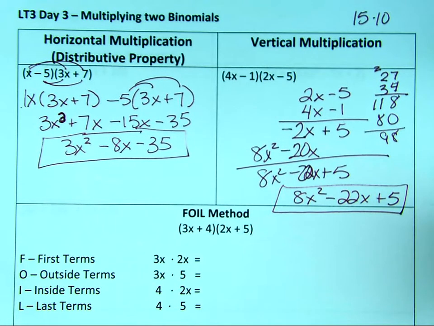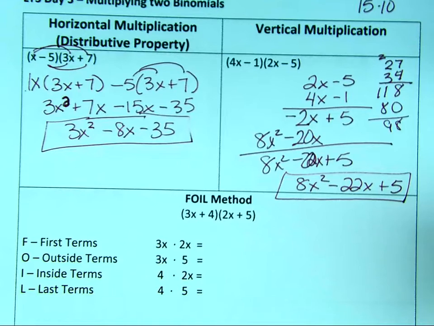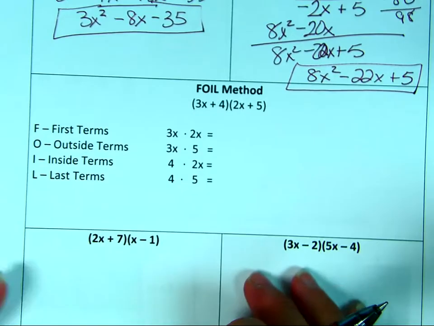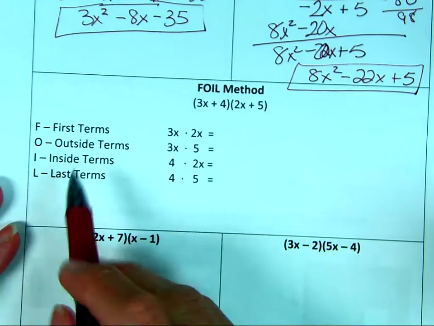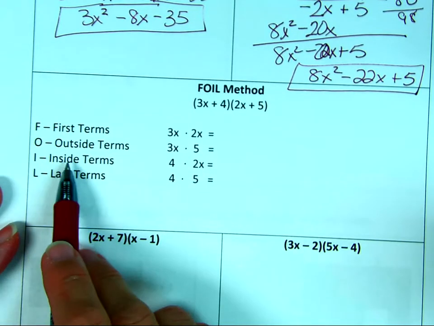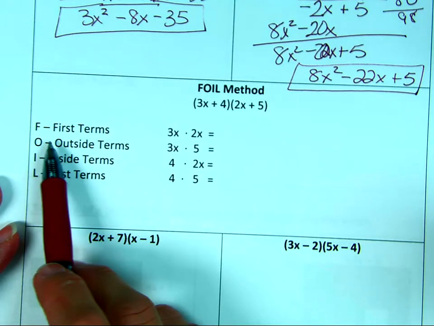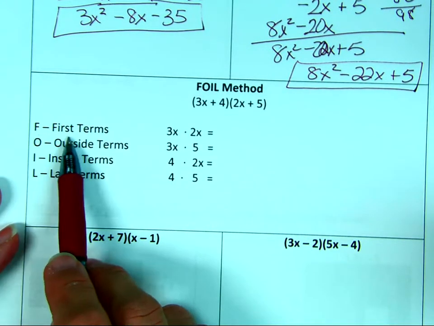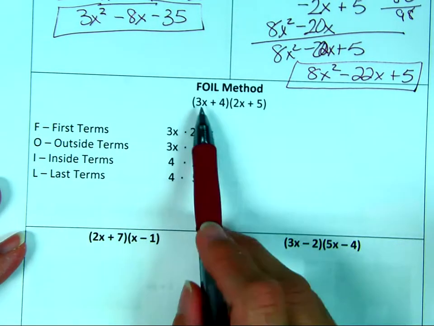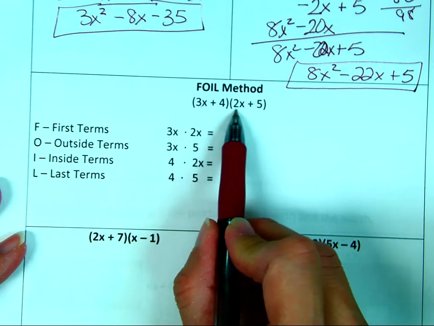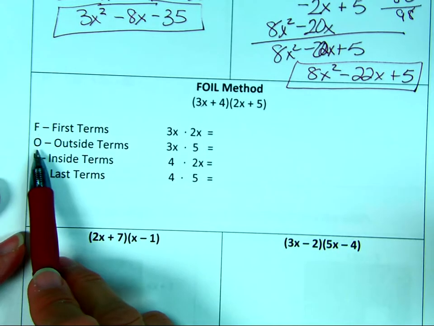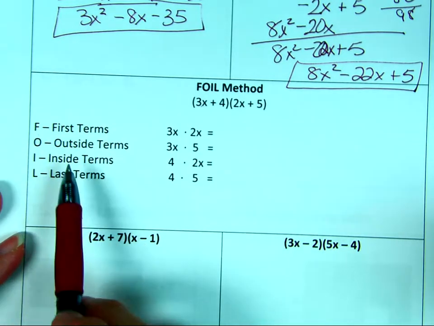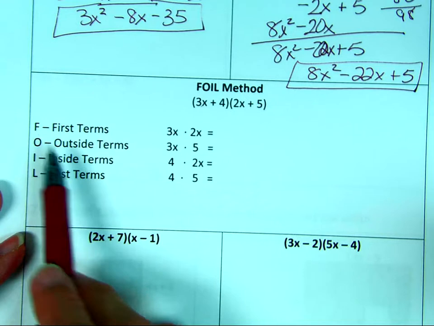So we got a horizontal method, a vertical method, and now I'm going to show you a method called FOIL. FOIL is an acronym, and this acronym stands for first, outers, inners, lasts, is what I used to say. F stands for the first terms in each parenthesis. So that would be the 3x and the 2x. It's kind of the distributive property like we did up there, but it's just a way to remember it. What do you have to multiply by what?